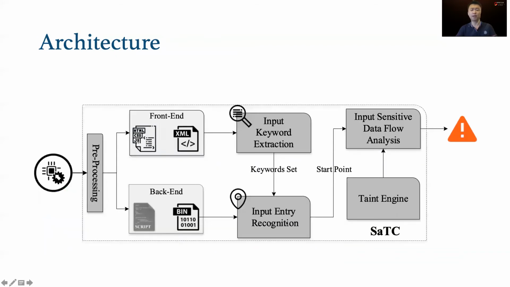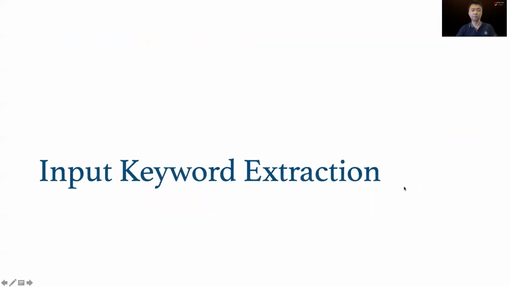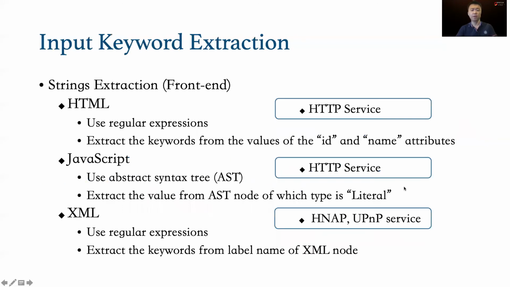To solve these challenges, we design our strategy architecture as shown in this figure, including 3 major modules: input keywords extraction, input engine recognition, and input sensitive data flow analysis. So let's move on to see the details of the strategy. The first module is input keyword extraction. This module extracts keywords from different front-end files, including HTML, JavaScript, and XML files that are embedded in different services.